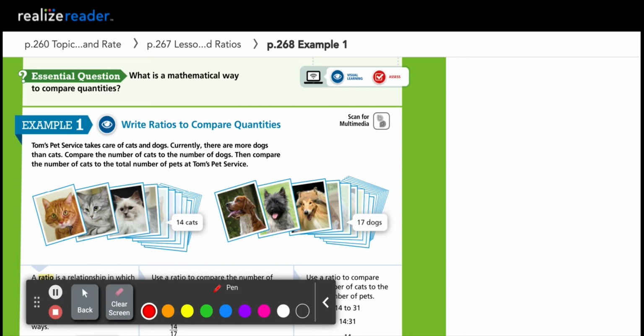It says write ratios to compare quantities. So Tom's Pet Service takes care of cats and dogs. Currently, there are more dogs than cats. Compare the number of cats to the number of dogs. So in your notebook, I want you to write, we're going to be comparing the number of cats to dogs.